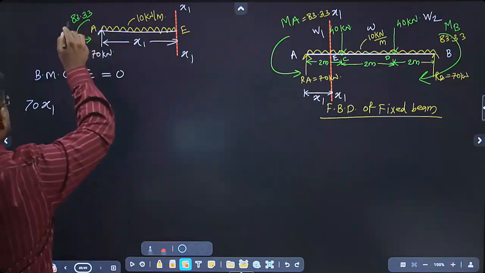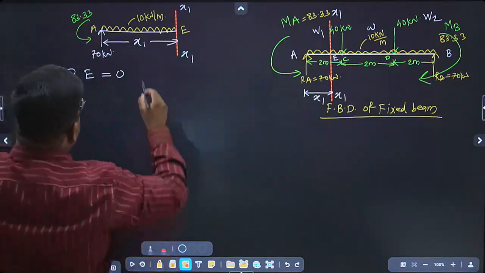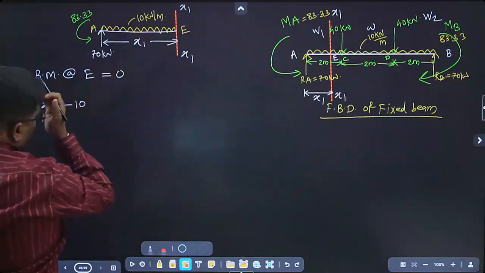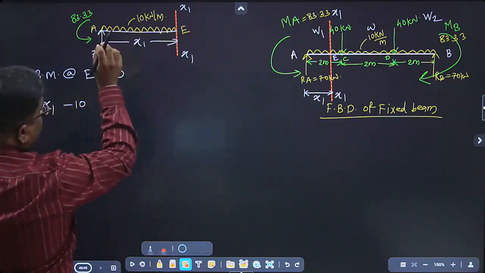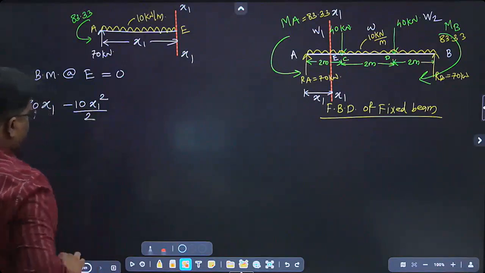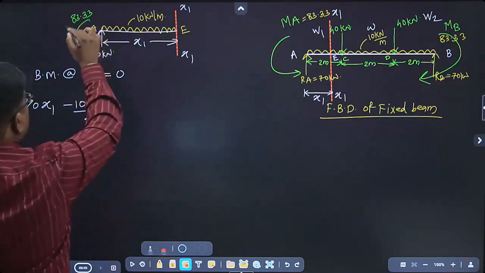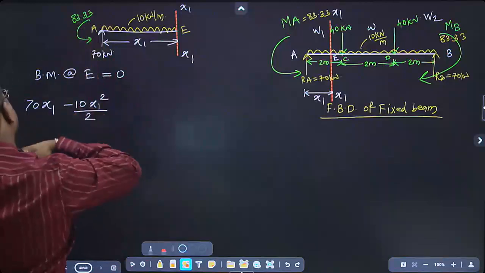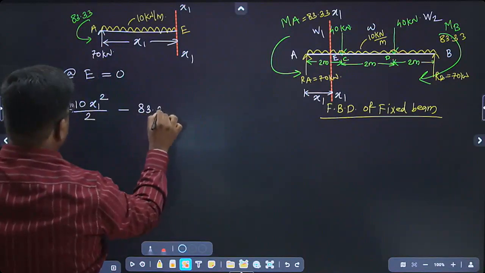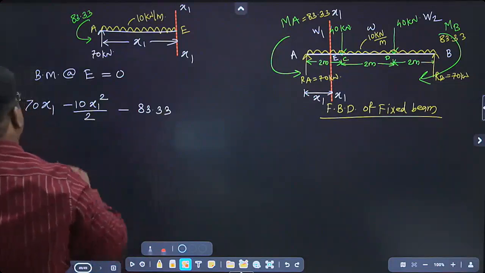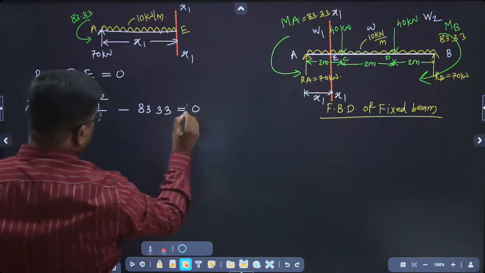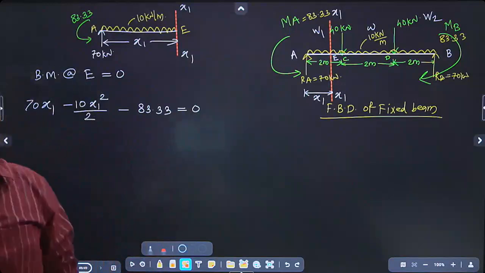Next, this we will take later on. What about this UDL? Minus 10 into, what is the trick? If it is UDL, then take the distance, make the square of it, divided by 2. Again this moment, again it is hogging bending moment. We have to consider it as minus 83.33. Don't multiply this moment by distance. This is already moment. No need to multiply by distance. So this is the equation.